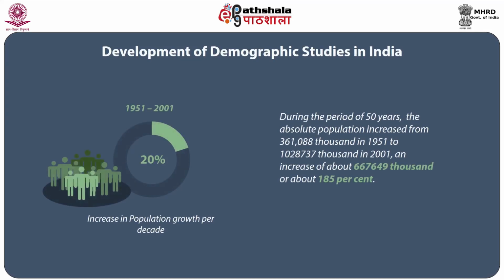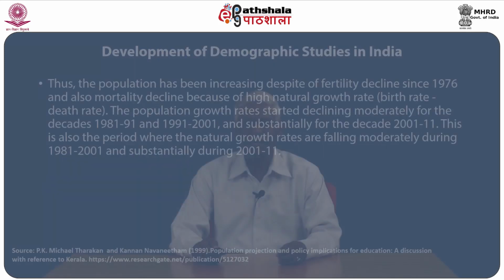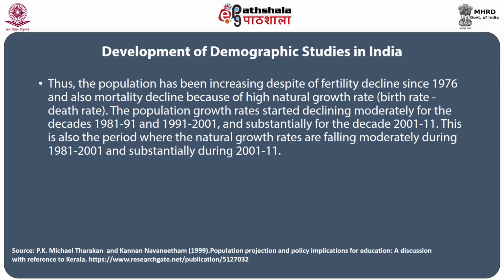During the period of 50 years, the absolute population increased from 36,188,000 in 1951 to 1,028,737,000 in 2001, an increase of about 667,649,000 or about 185%. Thus, the population has been increasing despite fertility decline since 1976, and also mortality decline, because of high natural growth rate, that is the difference between birth rate and death rate.